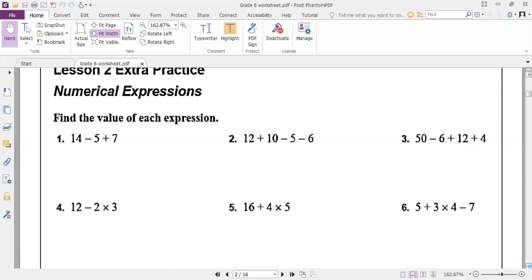In the first example, number 1, Muhammad, he gives me 14 minus 5 plus 7. What will we do here? I go from the left to the right. So firstly, I will subtract 14 minus 5, right? Yeah. 14 minus 5 equals what? 14 minus 5 gives me 9. After that, I add 9 with 7. Add 9 with 7, Muhammad. Equals 16. Excellent. 9 plus 7 equals 16. So the result of this example is 16, right?